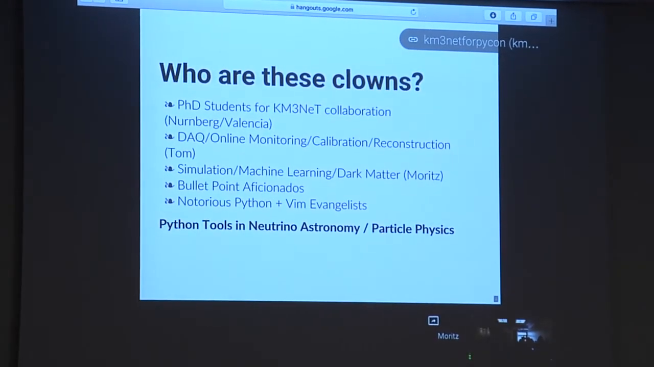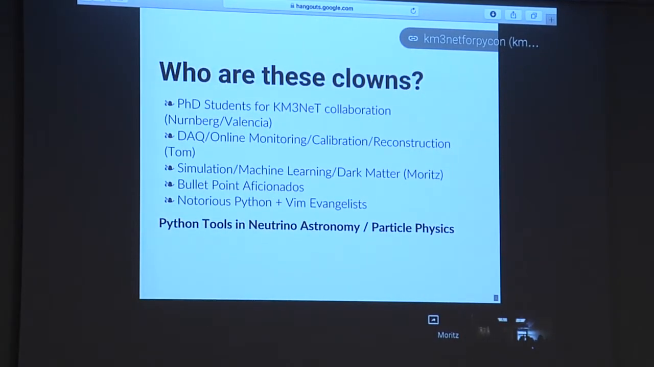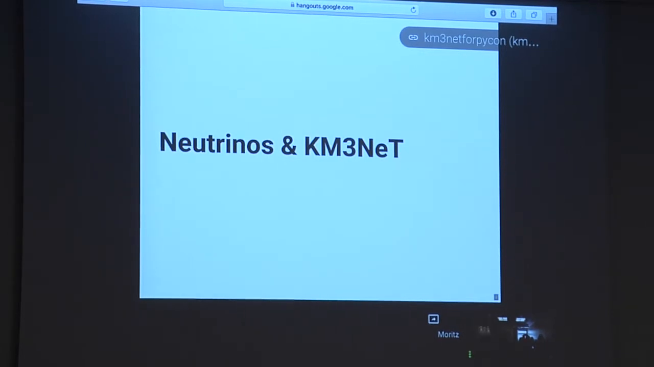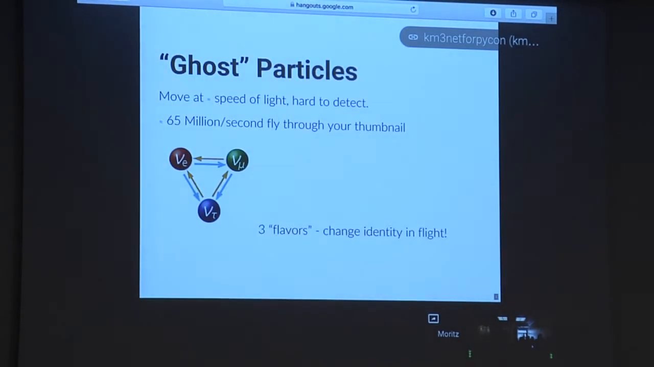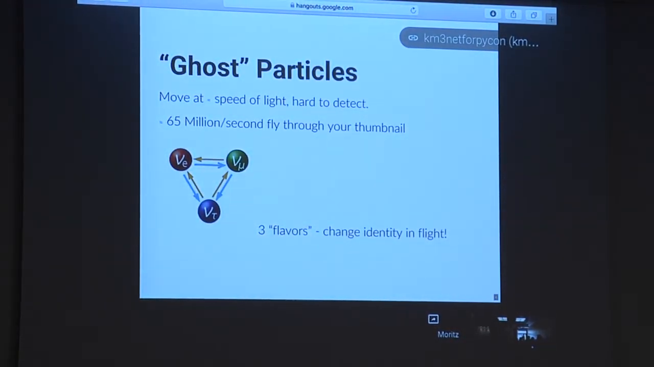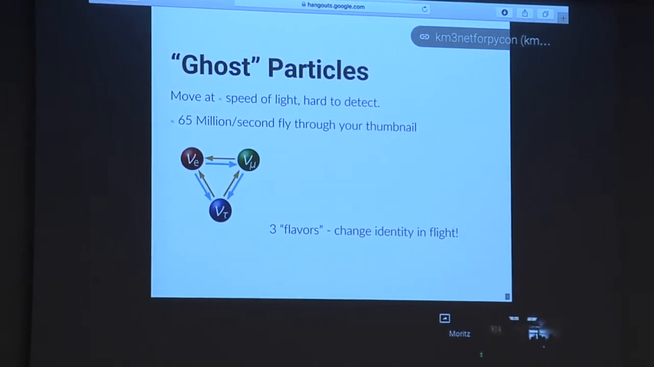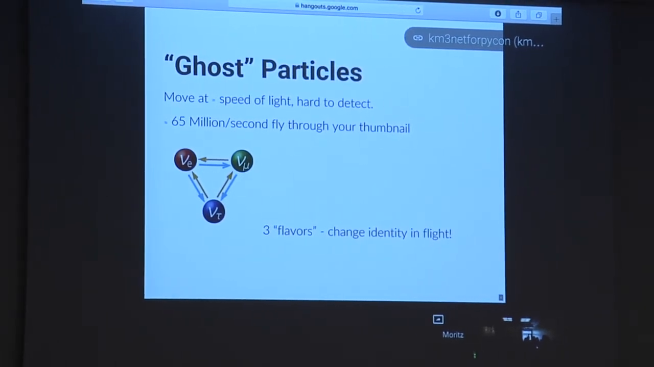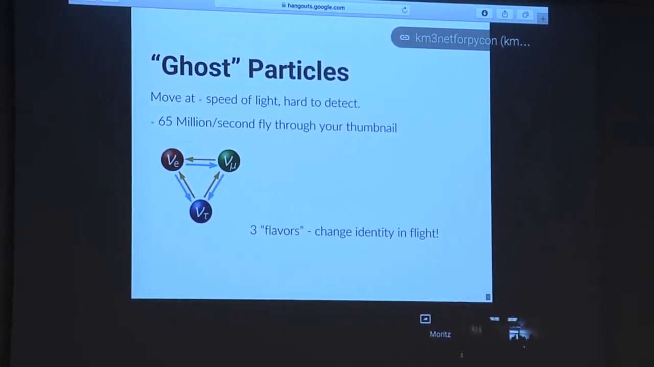Since most here are probably not particle physicists, let's introduce what neutrinos and KM3NeT actually are. What are we talking about? Neutrinos are elementary particles, and are basically kind of ghost particles. They move at the speed of light and are very hard to detect. They fly through the entire Earth as if it's nothing. And there's actually a lot of them.